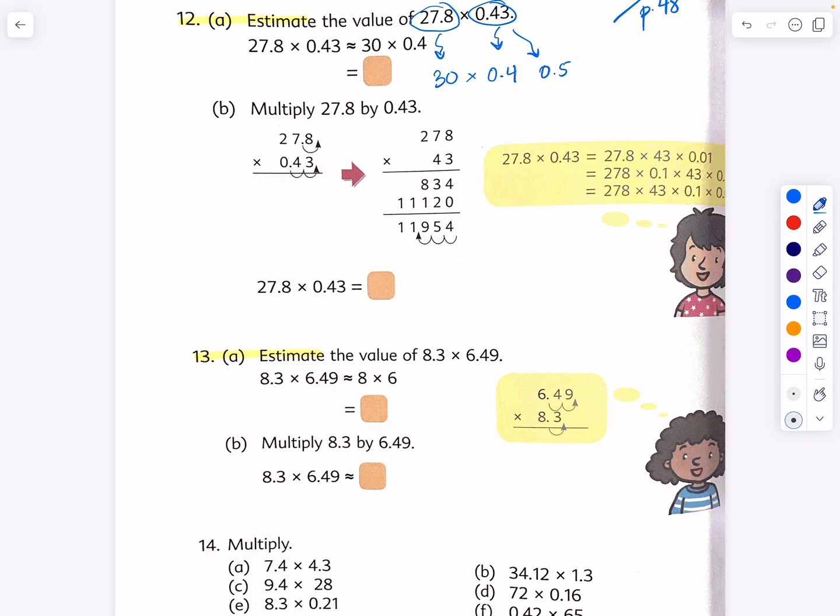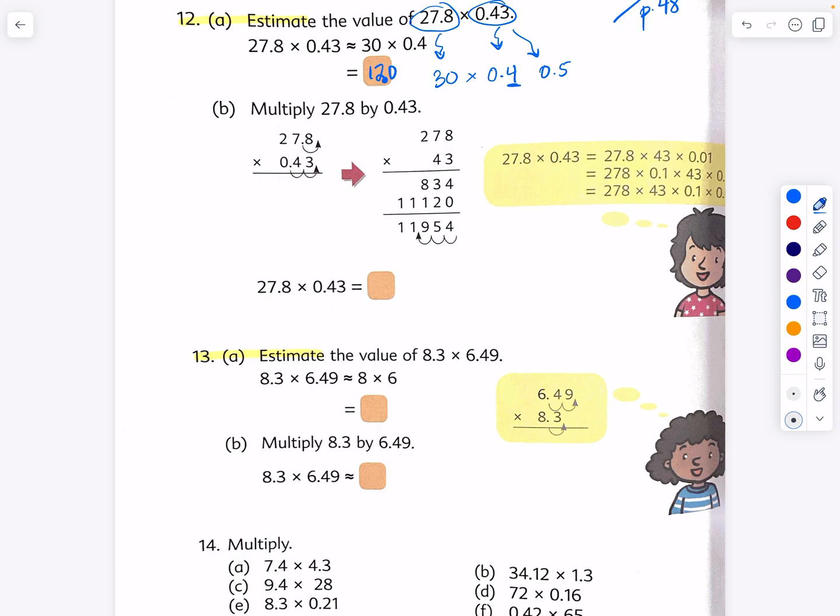So 30 times 0.4, well, 30 times 4 is 120, right? 30 times 4 is 120, but we do have this one extra decimal place. Not extra, it was always there. So your answer should be around 12. My friends, take a look.